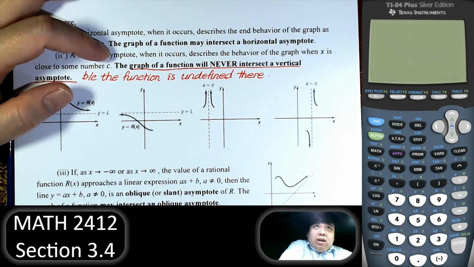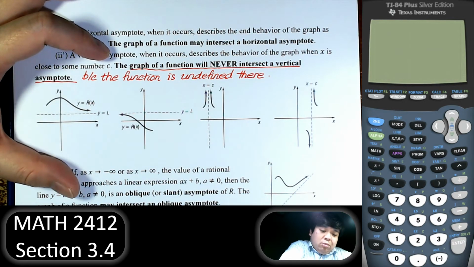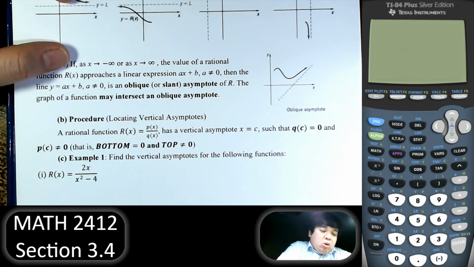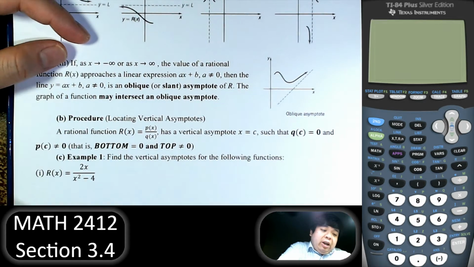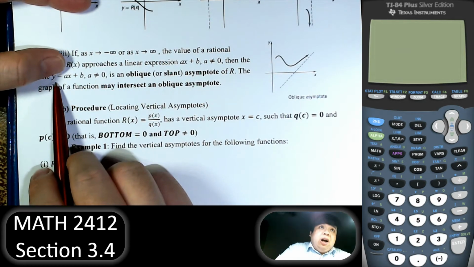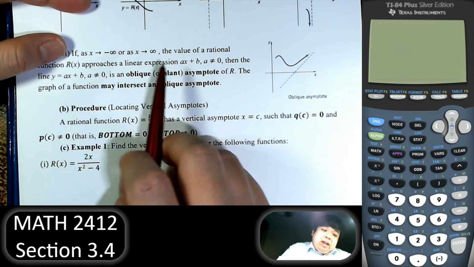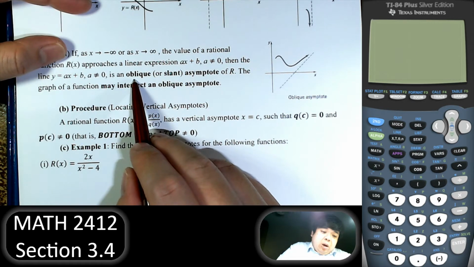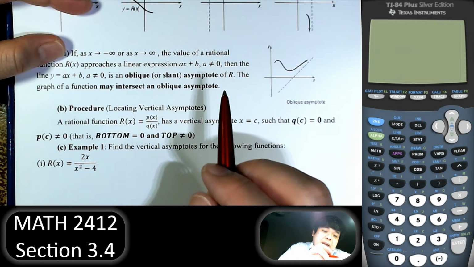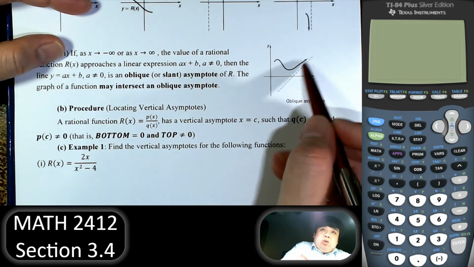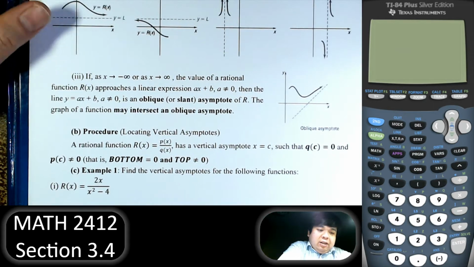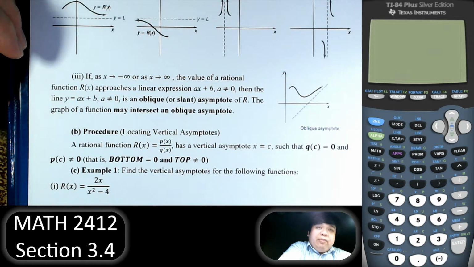The graph of a function may intersect the horizontal asymptote. Right, next, we define that as x goes to infinity or negative infinity, if the function approaches a linear function ax plus b, then we have a slant, or oblique, asymptote. So when the function approaches a slant asymptote, this is what we have.